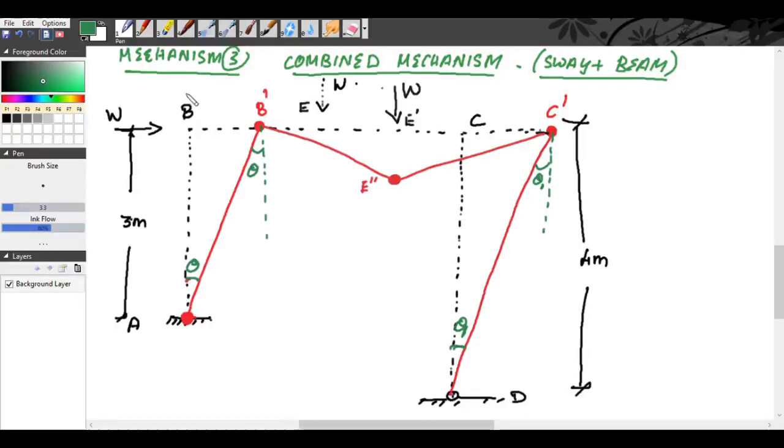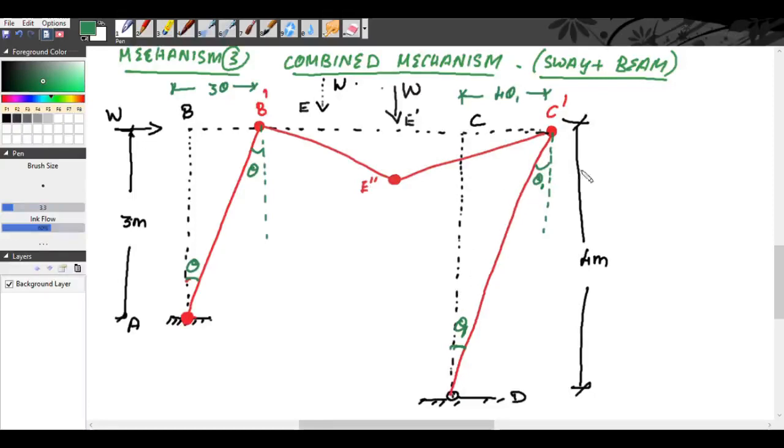Now this distance BB dash will be equal to 3 into theta. CC dash will be equal to 4 into theta 1. Now the distance moved will be same. So 3 theta is equal to 4 theta 1. Okay, so our mechanisms are over.